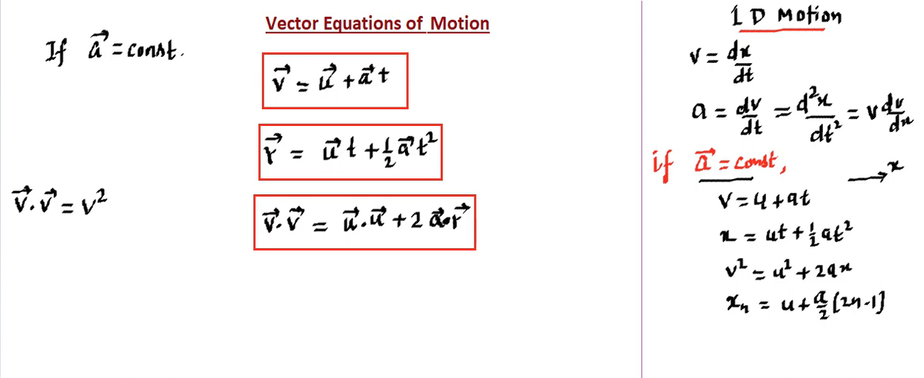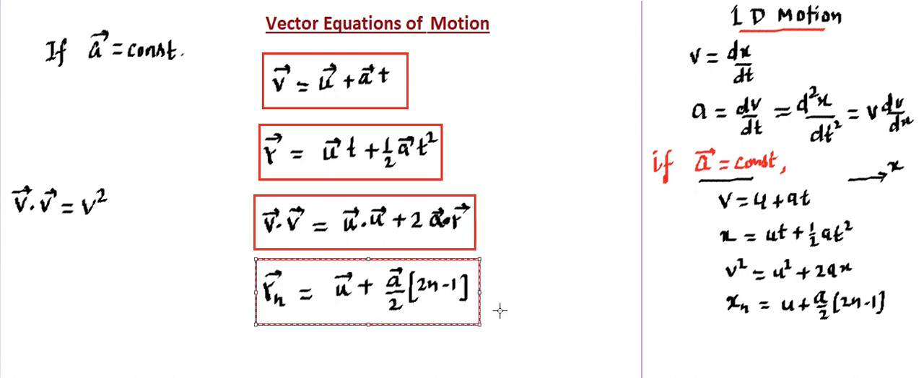And similarly we can write the last equation, the displacement during nth second. Displacement during nth second is going to be written as u vector plus a vector divided by 2. We can divide a vector by a number. We can also multiply a vector by a number. We know the rules. So this will become the fourth equation of motion, in which the acceleration remains constant.